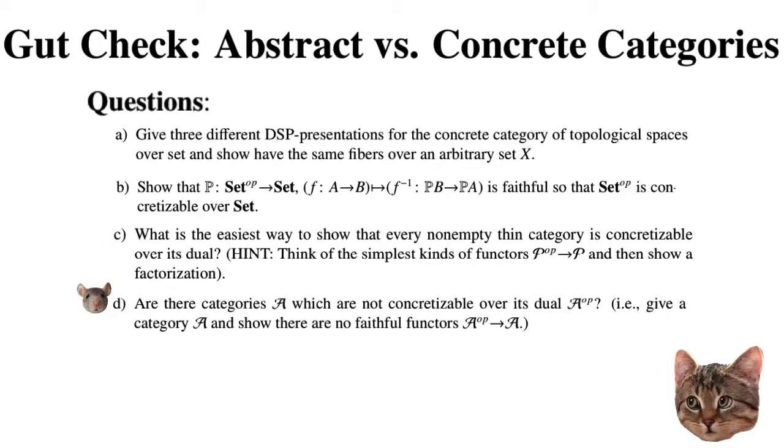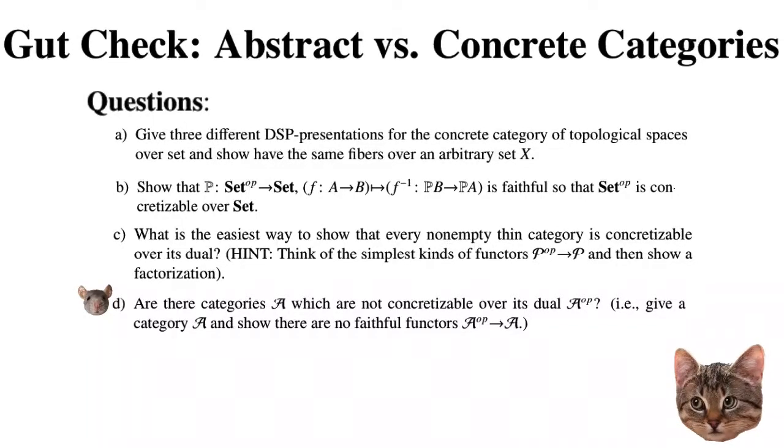D, are there categories A which are not concretizable over its dual, A^op? So in B, we showed that Set actually does have a faithful functor from its opposite category to itself. But are there categories where there is no faithful functor from A^op to A or A to A^op? For these, you just take the dual functor and that'll give you the other.